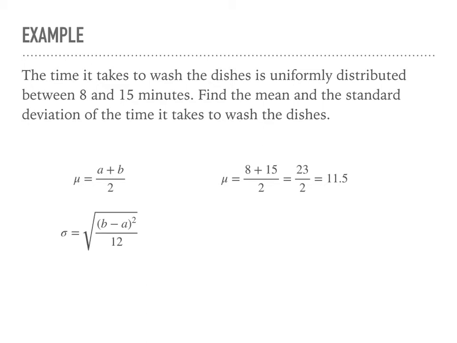Now finding the standard deviation, we're going to do b minus a, square that result, then divide it by 12, and finally take the square root. So 15 minus 8 is 7, 7 squared is 49, 49 divided by 12, and then taking the square root, we get 2.02.